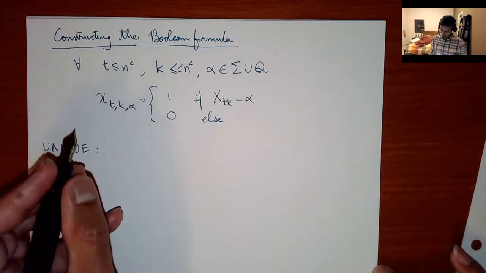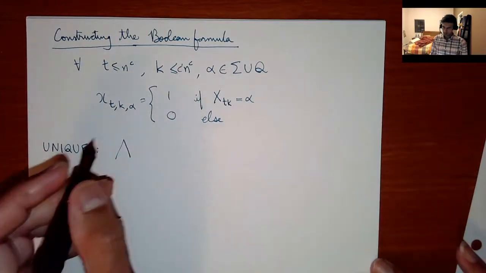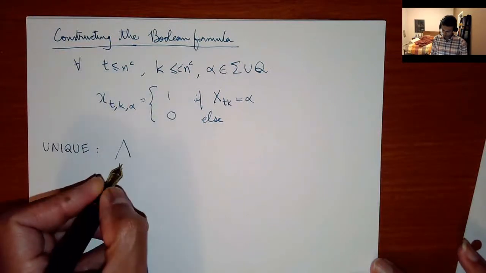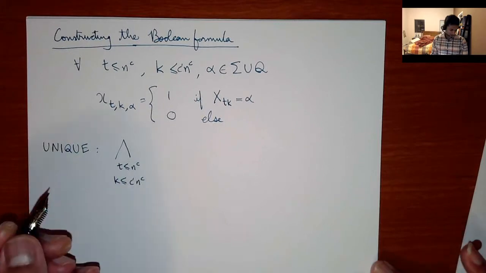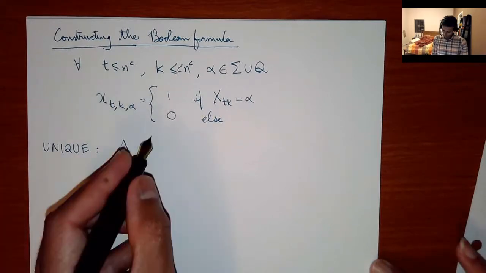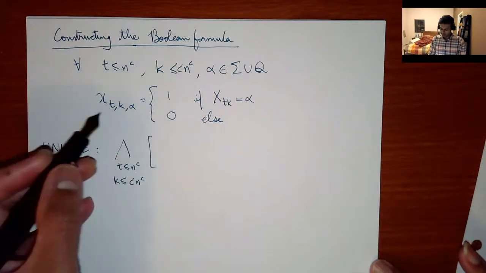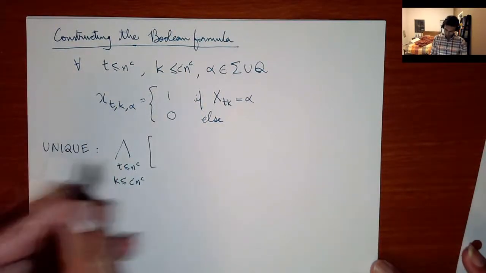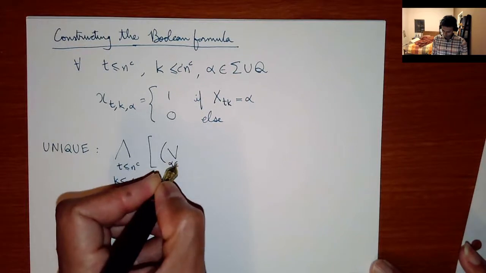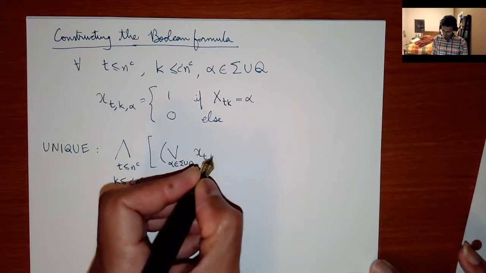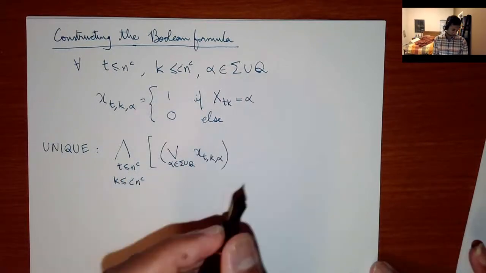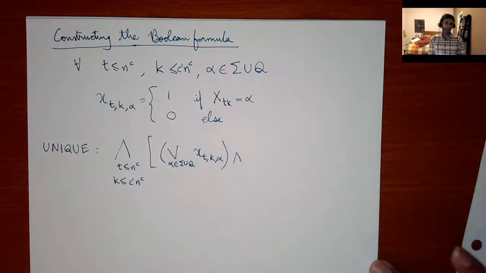So unique would say an AND over all t less than n to the c, over all k less than c prime n to the c. First, we need to say for a fixed t and k, one of these has to be true. So we'll say an OR for all alpha in sigma union Q of x_t_k_alpha. So this has to be true. And at most one can be true.